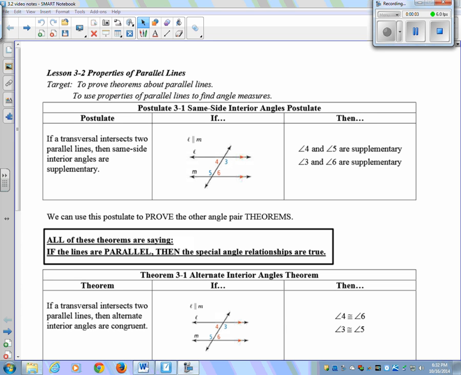Hi, this is Mrs. Myers, and we are going to be doing lesson 3.2 today, properties of parallel lines. We talked about parallel lines previous to this lesson, but today we're going to prove theorems about parallel lines, and we're going to use the properties of parallel lines to find angle measures.